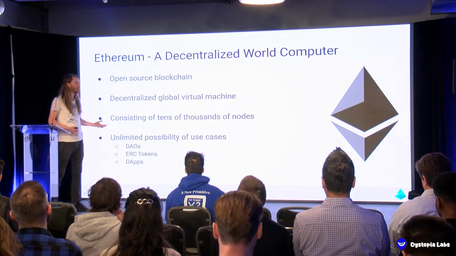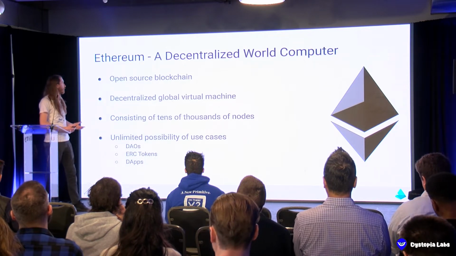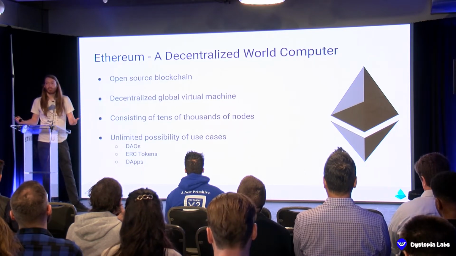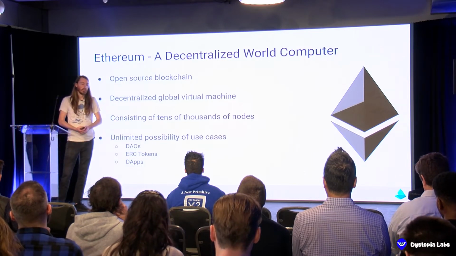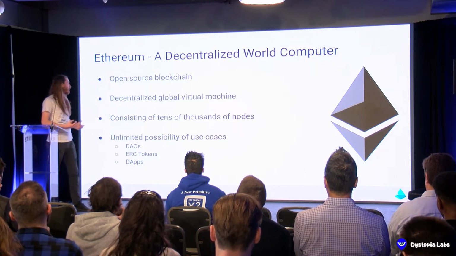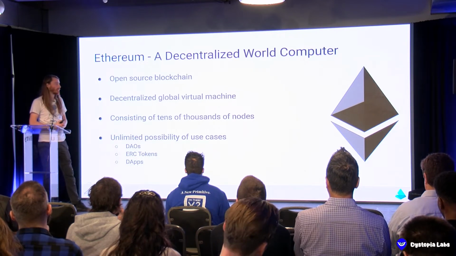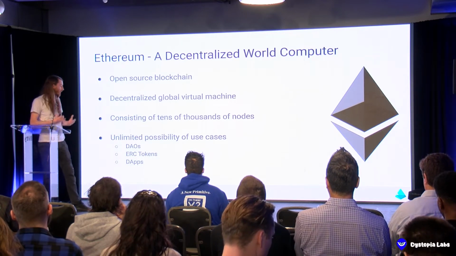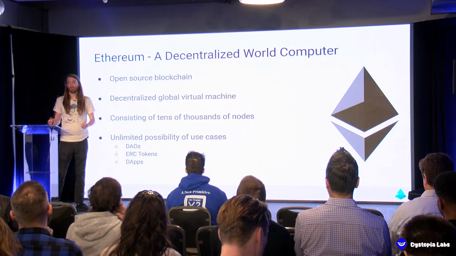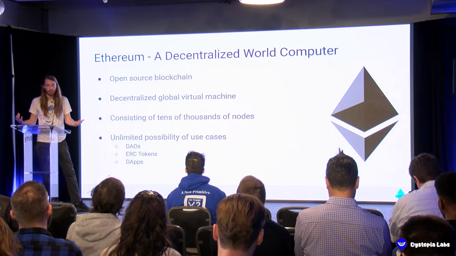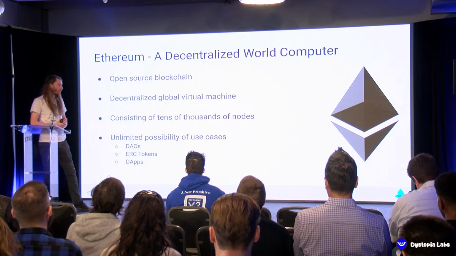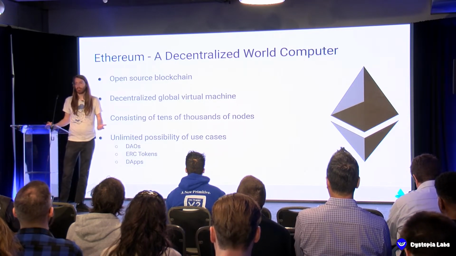But what is Ethereum exactly? Well, it's this idea that we can have a decentralized world computer. We can run applications all around the world where we have this immutable blockchain. It's open source. It's thousands of machines. It's everything. And there's lots of use cases, right? The most common ones today being DAOs, ERC tokens. Anyone can create a token or currency. dApps and things like NFTs are really popular.